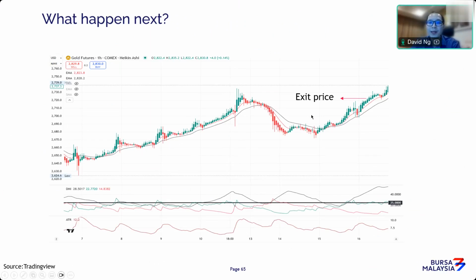So this is what happened next based on the trading plan that just executed. So again, importantly, you must have your stop loss in place. In case the market goes against you, you can stop out and wait for the next signals to appear.